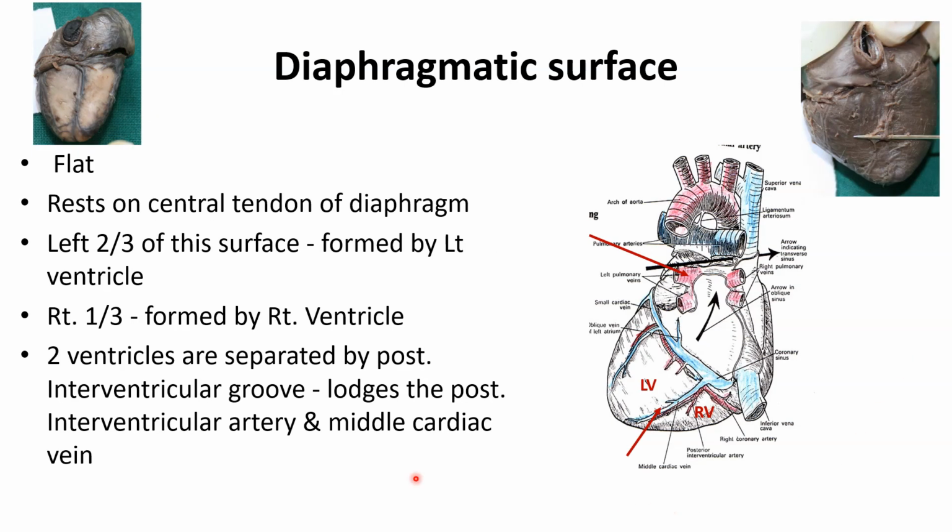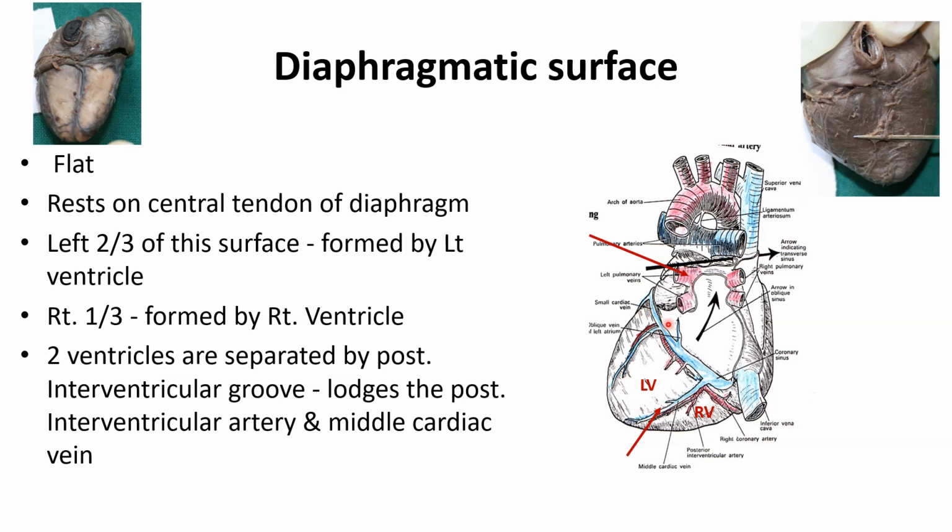If you look at the diaphragmatic surface, it is flat and it will be resting on the central tendon of the diaphragm, and the left 2/3 of this surface is formed by the left ventricle and the right 1/3 by the right ventricle. The two ventricles are separated by the posterior interventricular groove, which lodges the posterior interventricular artery and middle cardiac vein.